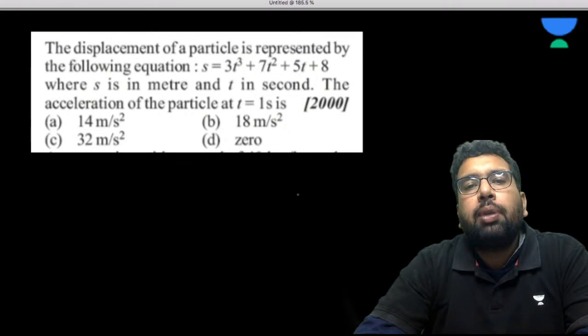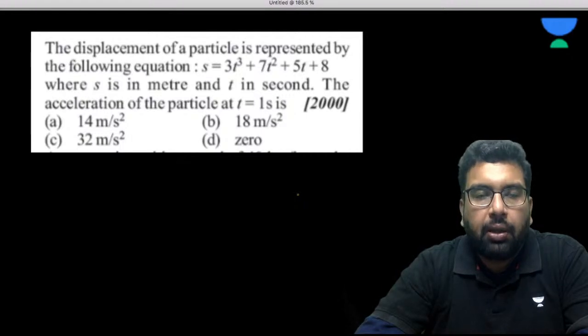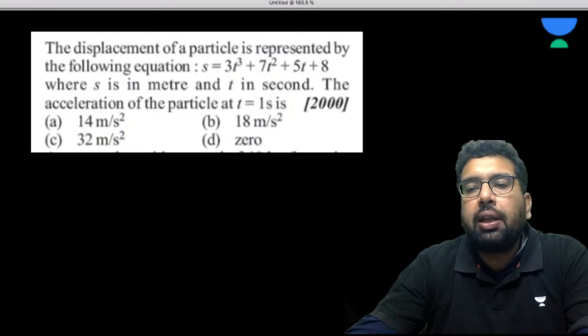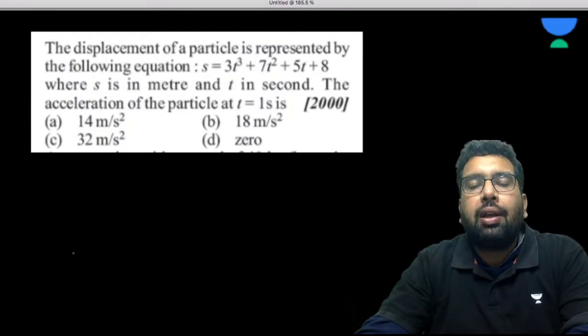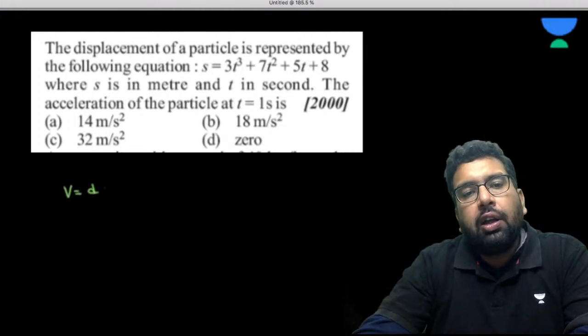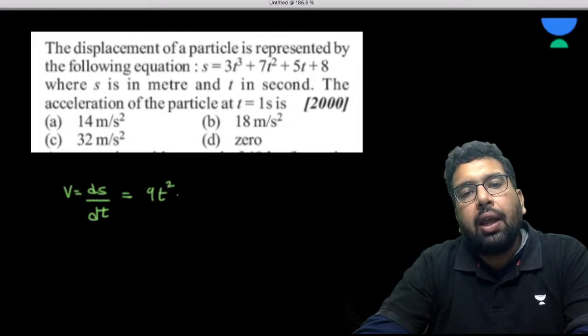It says displacement of a particle is represented by the following equation. We have this equation of displacement where s is in meters and t in seconds. The acceleration of the particle at t is equal to 1 second is. So we need to find acceleration here. For that we can go with ds by dt first. So v is equal to ds by dt, that is going to become 9t square plus 14t plus 5.